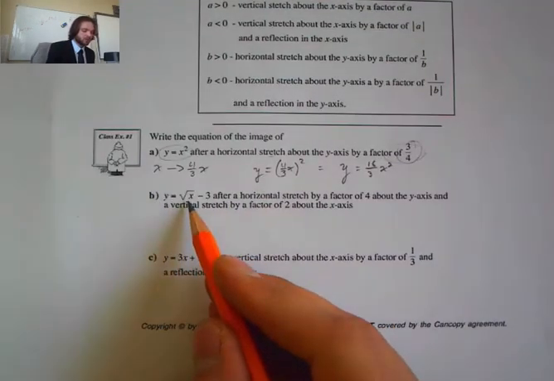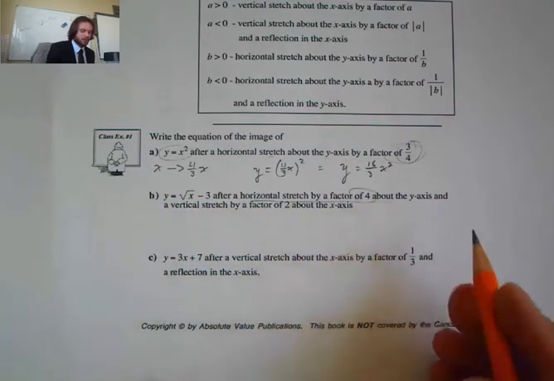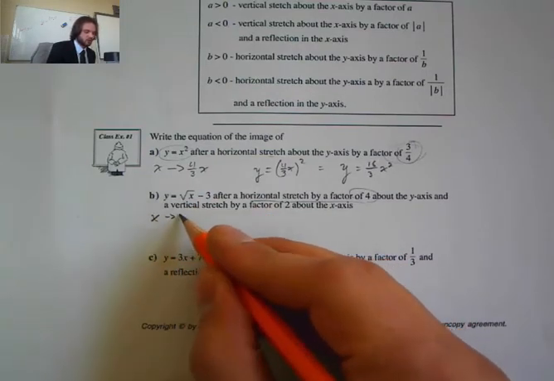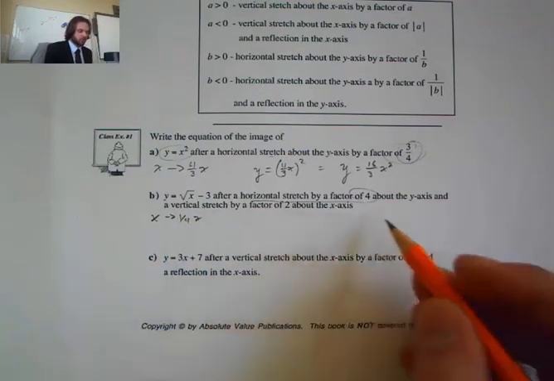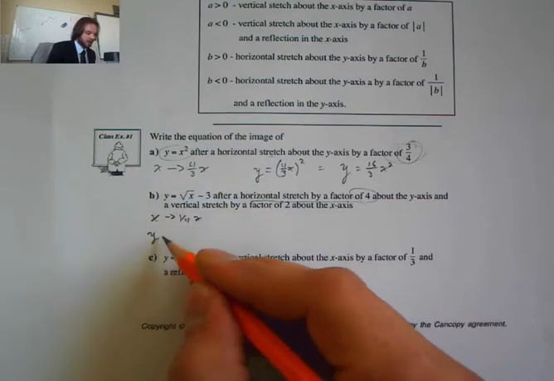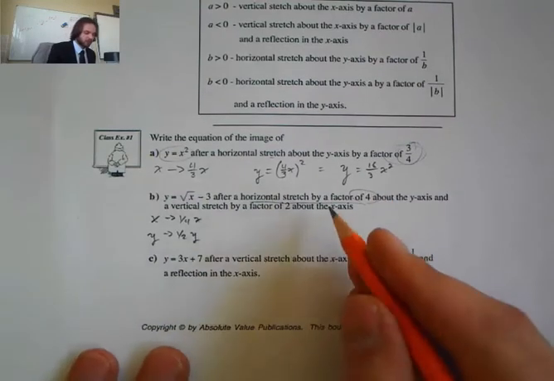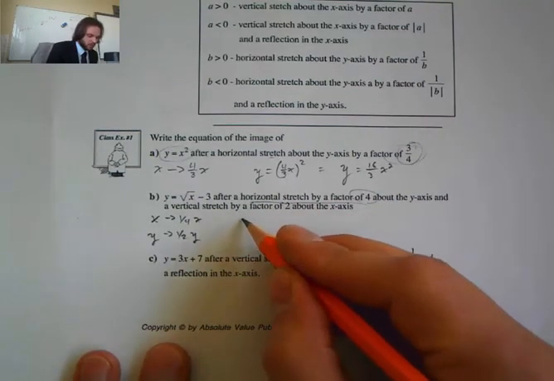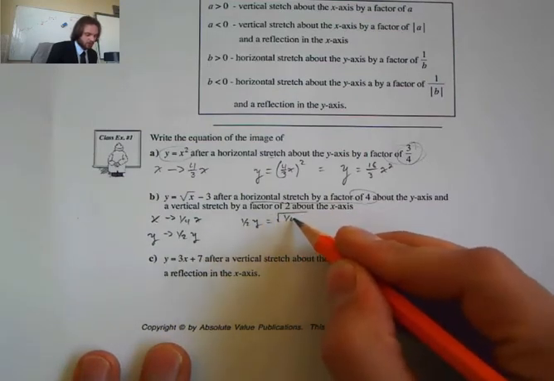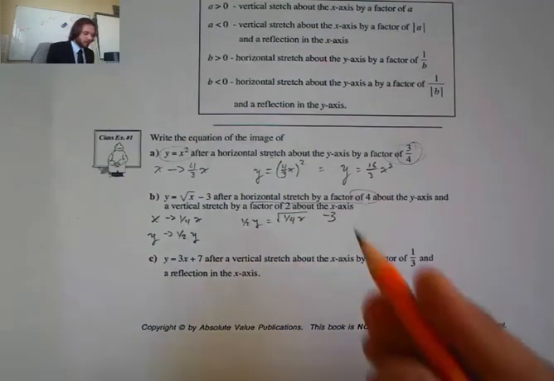We have y is equal to the square root of x minus 3 after a horizontal stretch by a factor of 4 about the y-axis, and a vertical stretch by a factor of 2. So horizontal, my x is going to 1 over 4x, and my y is going to 1 over 2y. So let's replace both of these at once. So we have 1 over 2y is equal to the square root of 1 over 4x, and then we subtract 3. All right, now I'm going to start simplifying.